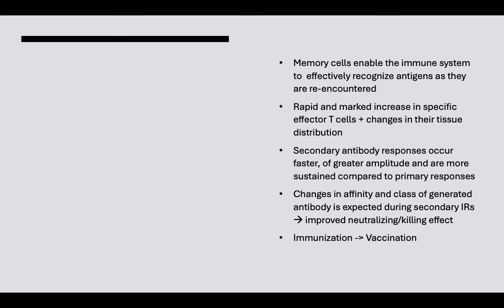Okay. The immune response under the secondary wave is described as increased activity in effector T cells, and the increase in activity also reflects increased distribution, so a change in tissue distribution. The secondary antibody response will be really fast compared to the primary one, with greater amplitude at shorter periods of time.